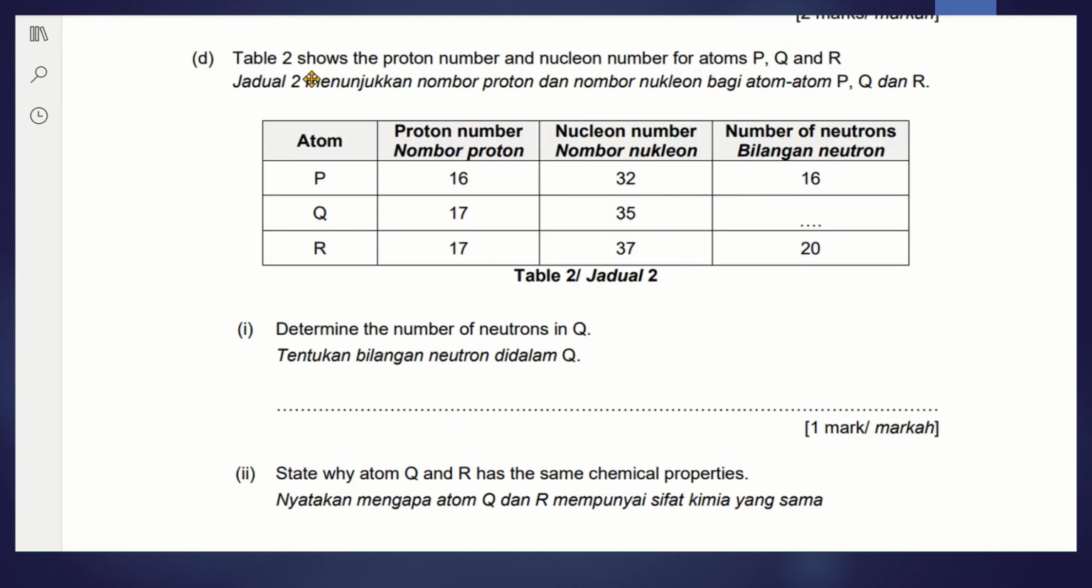Question D. Table 2 shows the proton number and nucleon number for atoms P, Q, and R. Determine the number of neutrons in Q. Given that proton number for Q is 17, nucleon number is 35. We know that nucleon number is summation of proton and neutron in the nucleus of an atom. So number of neutrons for atom Q is 35 minus 17, which is 18.